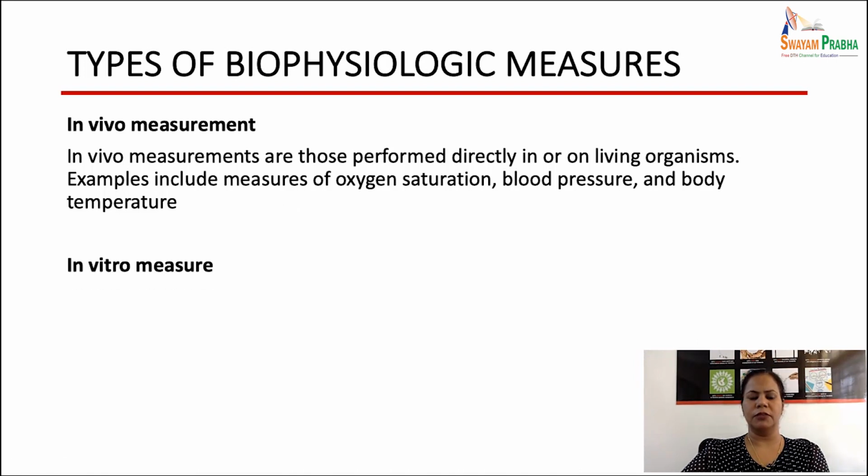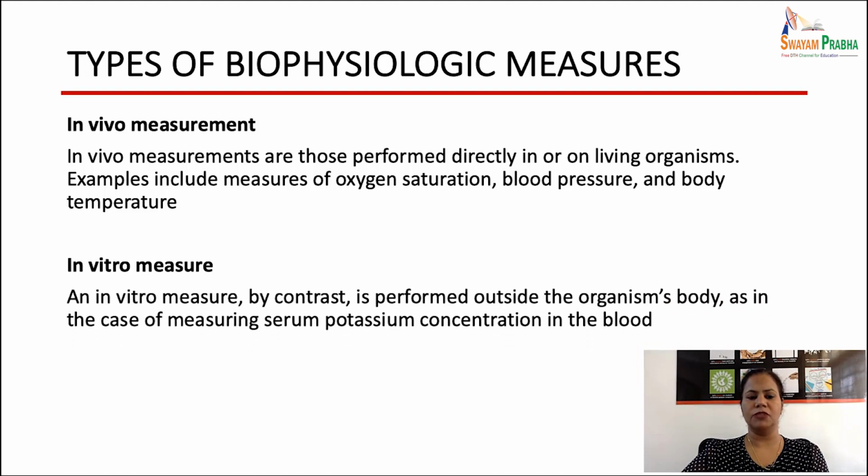Another type of biophysiological measurement is the in vitro measurement. In vitro measurement, by contrast, is performed outside the organism's body. For example, we can take a blood sample. The blood sample can be sent to the lab, and in the lab we can assess the level of serum potassium concentration or the level of any other mineral, or even a renal function test or liver function test. Even a blood culture test, the presence of any type of infection, we check in the laboratory. So those measurements which are conducted in a lab are in vitro measurements.